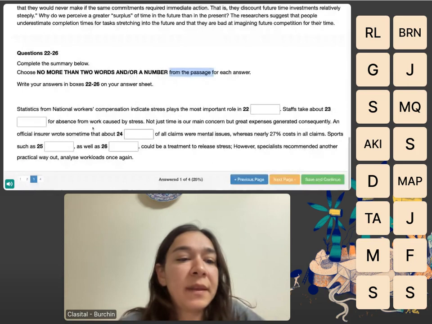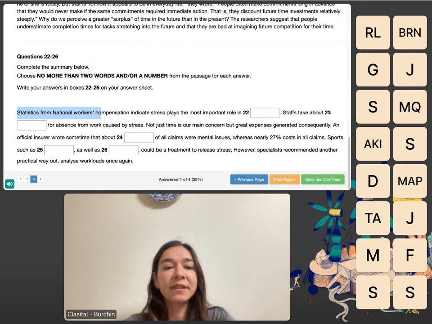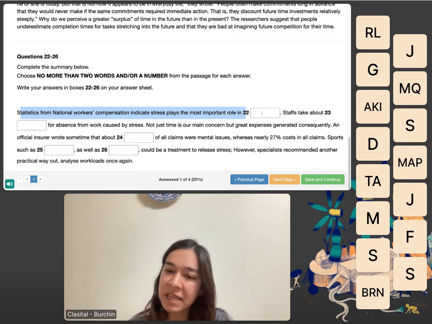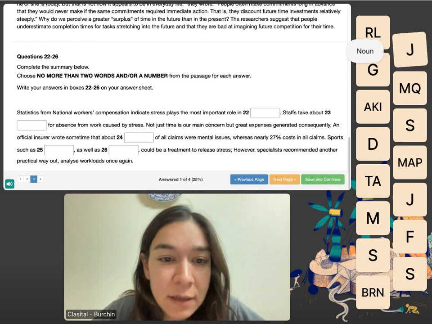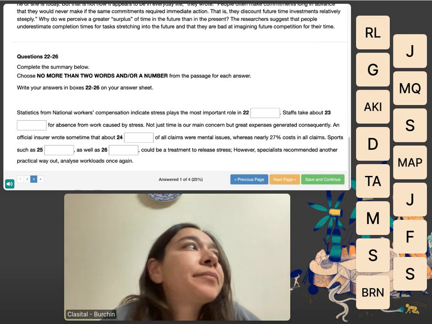Statistics from the national workers. So what do you think? I will read this one and you will tell me the keywords. What can be my keywords? Statistics from the National Workers' Compensation indicate stress plays an important role in retirement. So 22 will be a noun. If right, it can be role in, I don't know, role in giving up. It will be a noun.